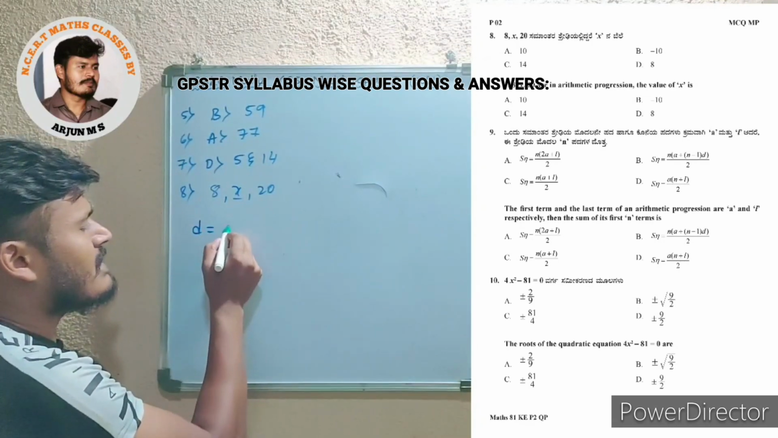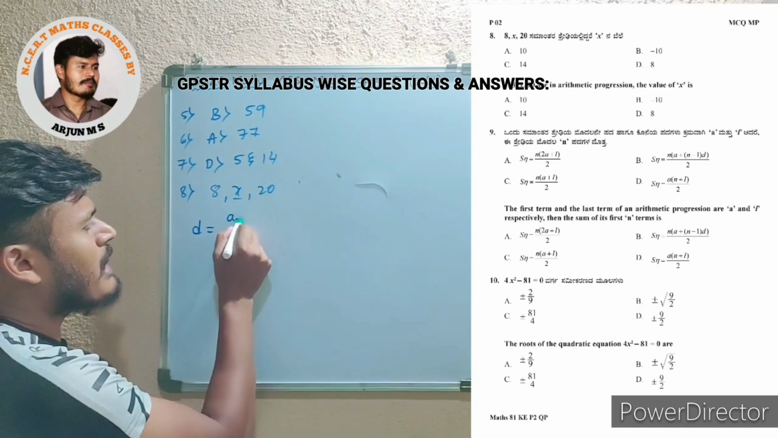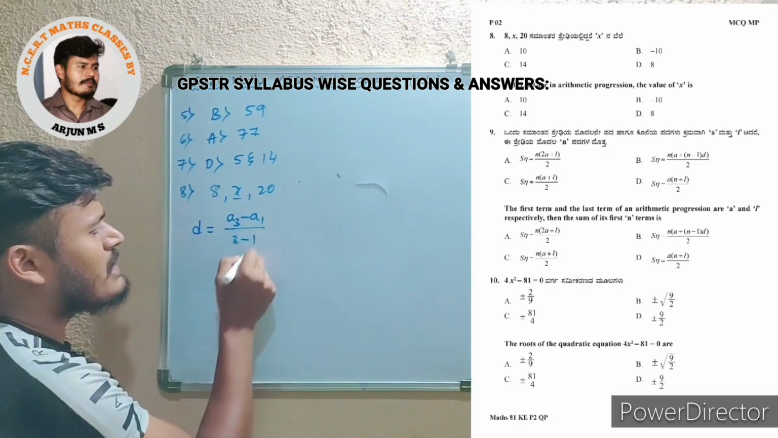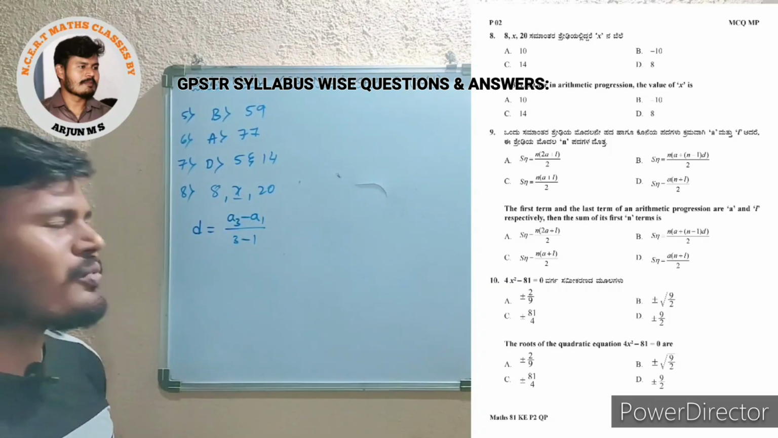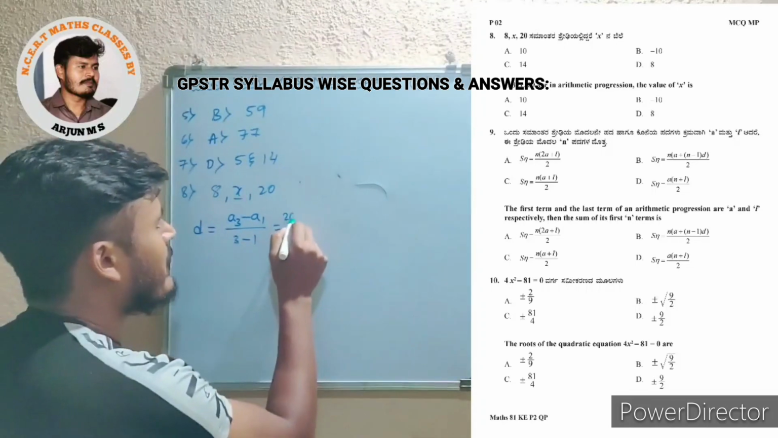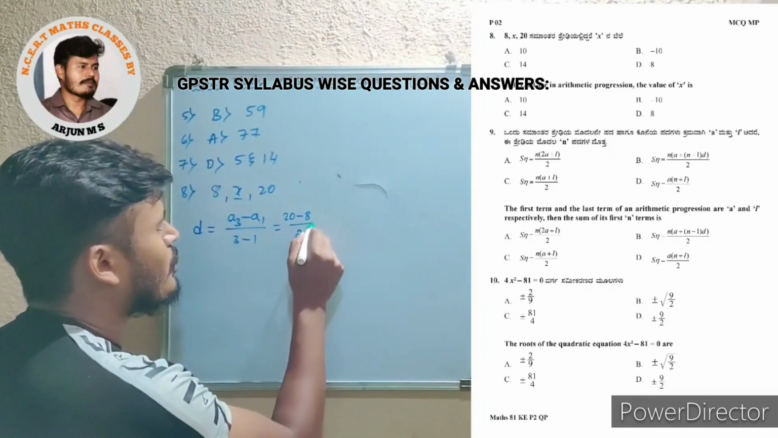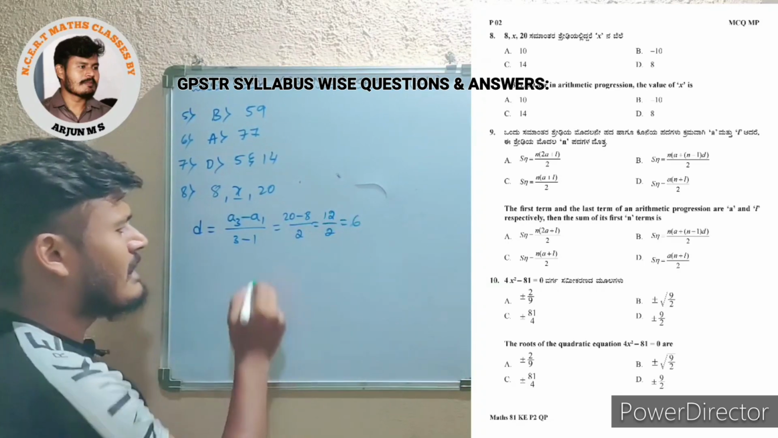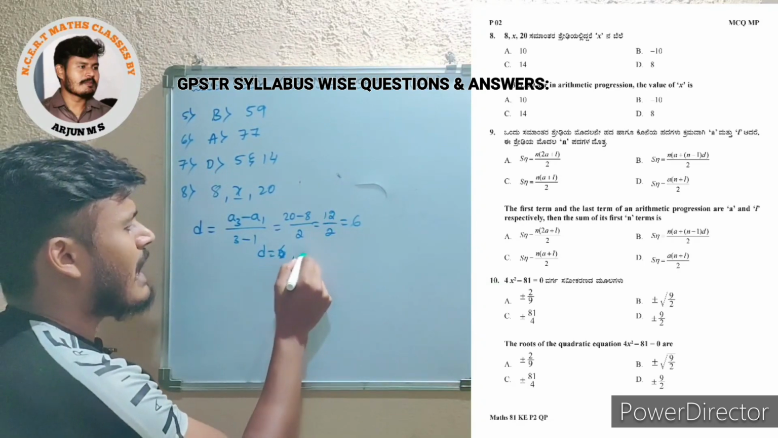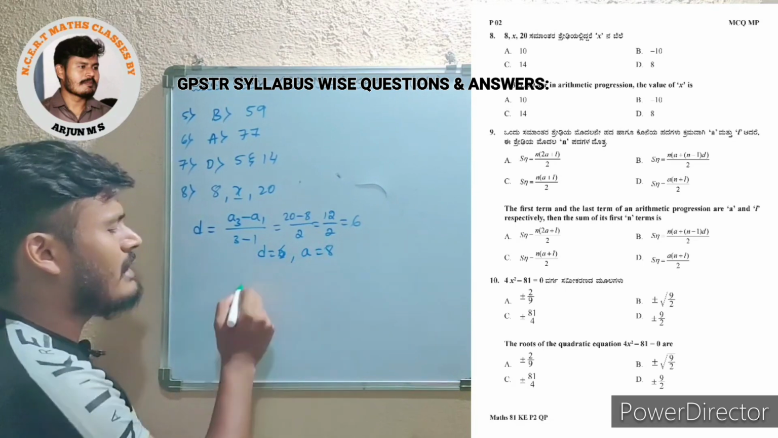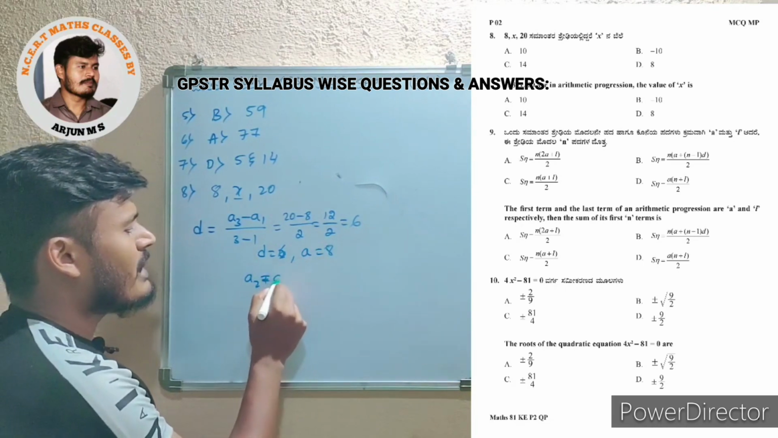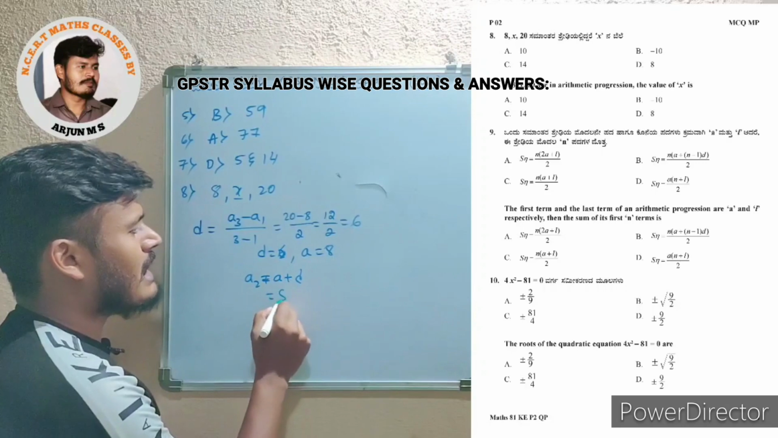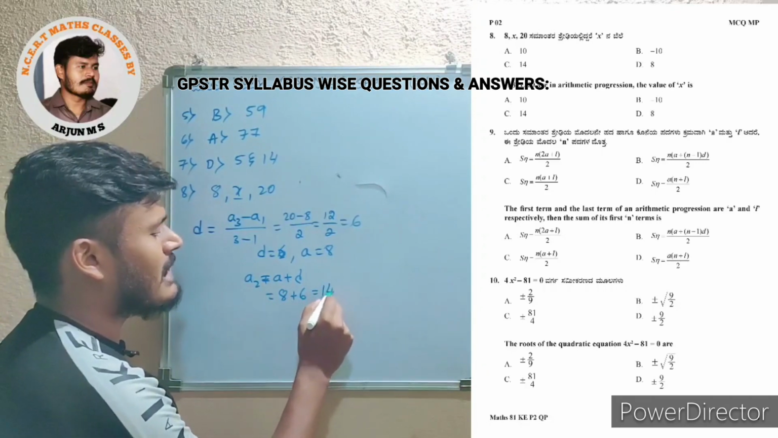By using this relation, d = (a3 - a1) / (3 - 1). So this is the formula to find out the common difference here. (20 - 8) / 2, then 12 / 2, so the common difference is 6. So d = 6 and a = 8, as given here. Then a2 = a + d, a is 8 and d is 6, so the answer is 14.